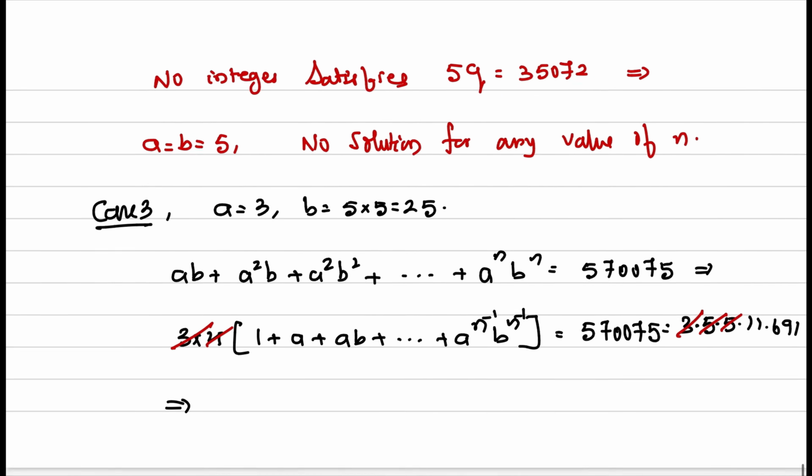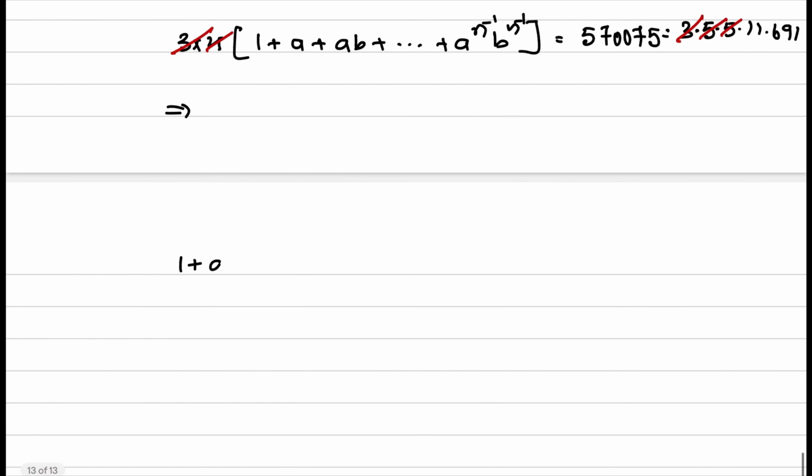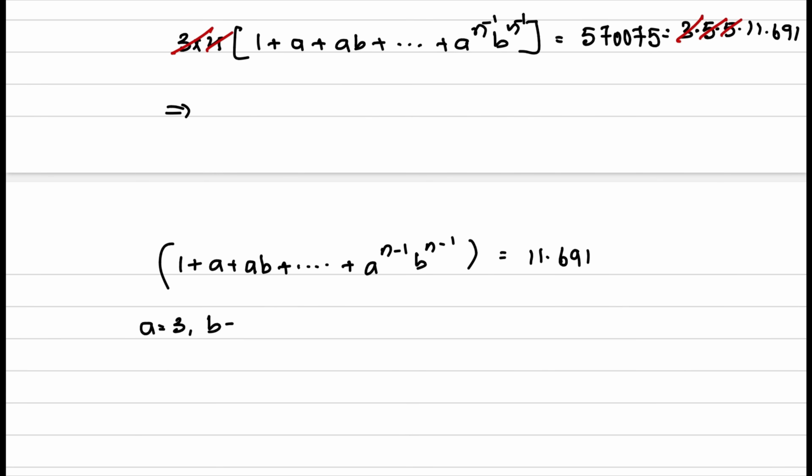Now, what is left over? 1 plus a plus ab plus up to a to the power of n minus 1 into b to the power of n minus 1 cannot be equal to 11 into 691, or not, we have to see. Now, a is equal to how much we have taken? a is 3 and b is equal to 25. Let us see.